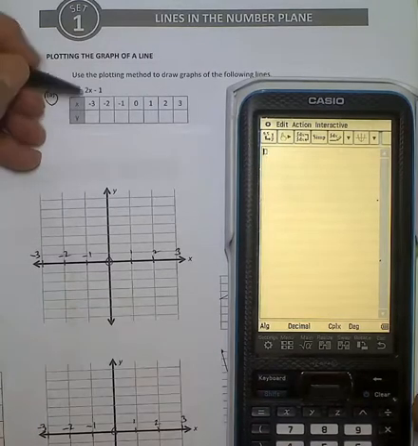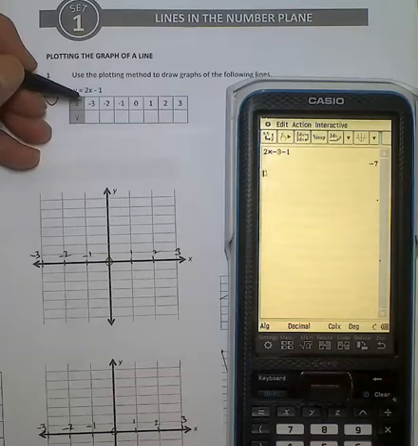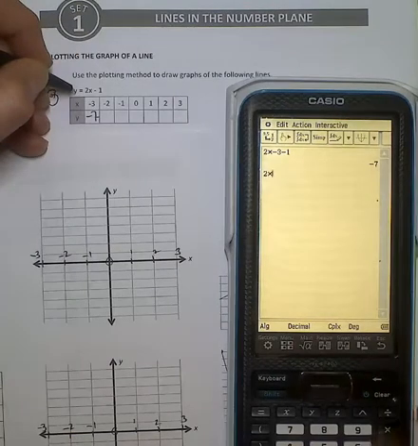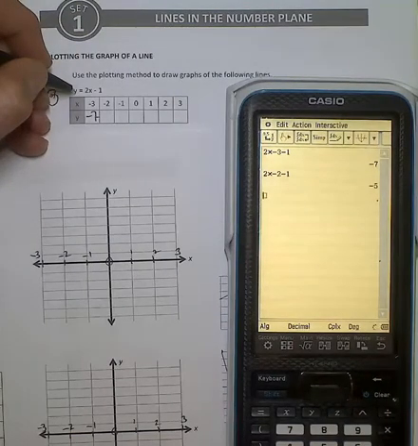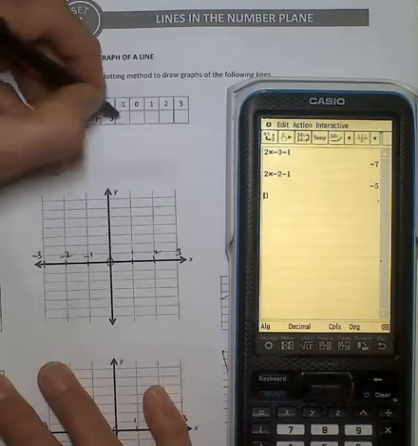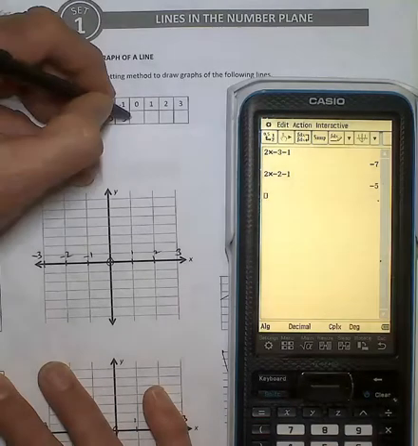So for the first value of -3, I go 2 times -3, take 1, and that gives me -7. 2 times -2, take 1, -5. And after a short while, you'll see that there's a progression upwards of 2, which corresponds to the gradient.